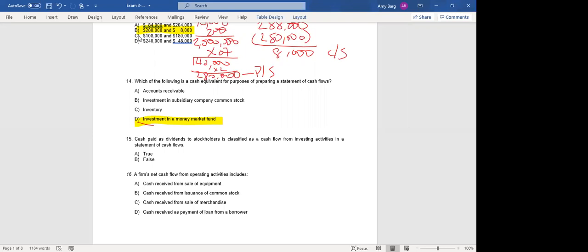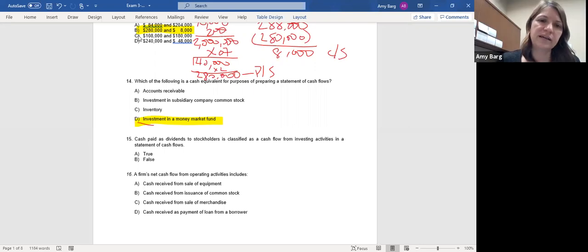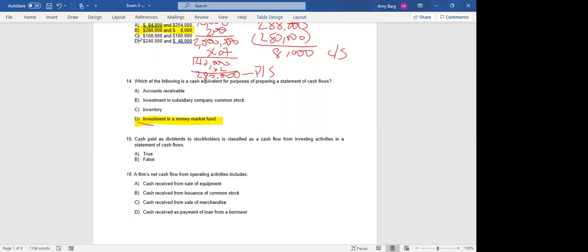What is a money market fund? It's not a savings account, but it's kind of like a savings account because they invest it, and so you can get a higher interest rate, but you can take your money out pretty quickly. It's an investing thing. Okay.